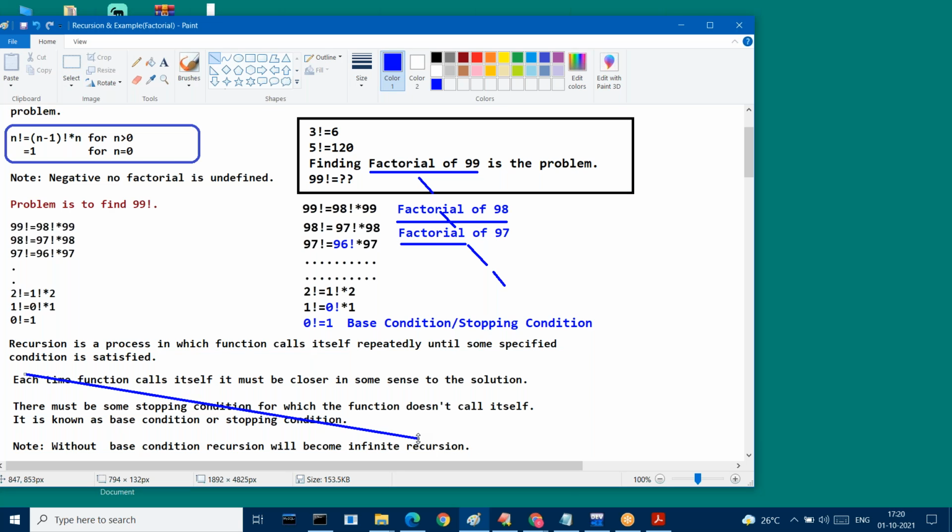Someone is asking, tell me what is the process of making a finite recursion into an infinite recursion? You will say simply remove the base condition, simply remove the stopping condition. Your finite recursion will suddenly become an infinite recursion because there will be no stopping condition. It will be calling forever. Then how will it stop?